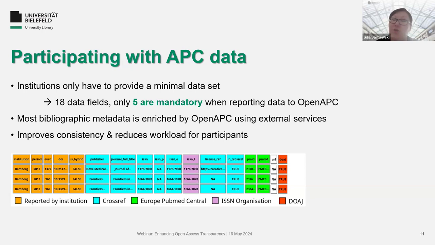And then finally, you also need information on the hybrid status of the journal the article was published in. So if it was a gold journal or a hybrid journal. And as I said, all the remaining fields we can see here, you do not have to report because we are enriching them with our routines.